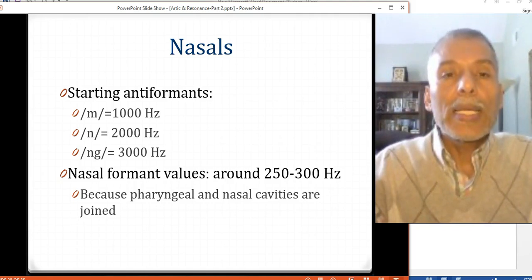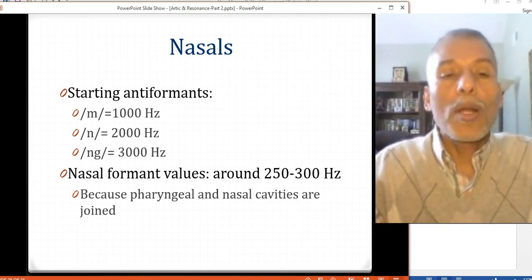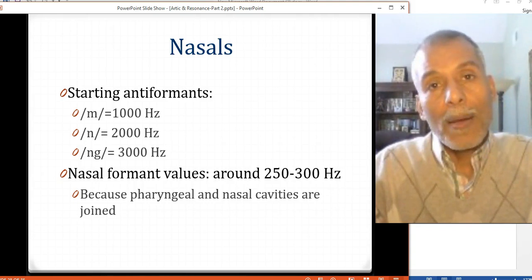Why is that? Why are the antiformants for m lower than those for n? Can you think of it?